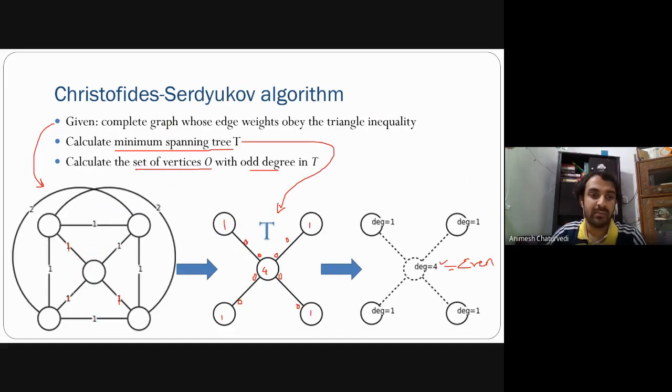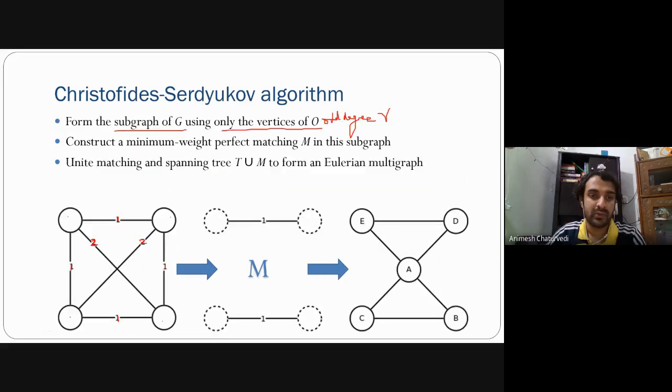Here 1 plus 1 becomes 2. So this is what it means. You have to create a subgraph of G with odd degrees. Then you have to construct a minimum weight perfect matching. So the minimum weight perfect matching was being created.